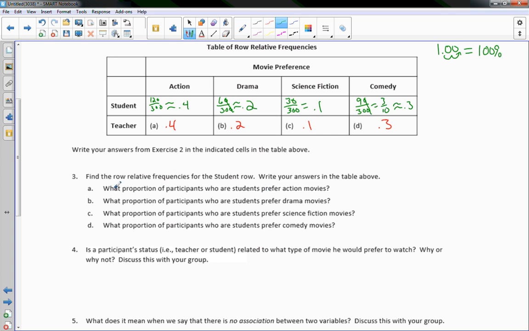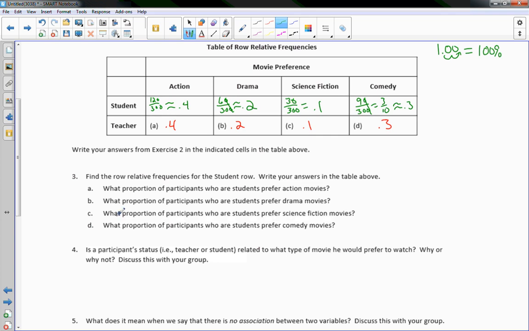Okay, so it says find the row relative frequencies for the students' rows and write your answers in the table above. We have just done that. So what proportion of participants who are students prefer action movies, and then drama, science fiction, comedy. So they were just telling us what to answer for this. Number 4, is a participant status, i.e. teacher or student, related to what type of movie he would prefer to watch?